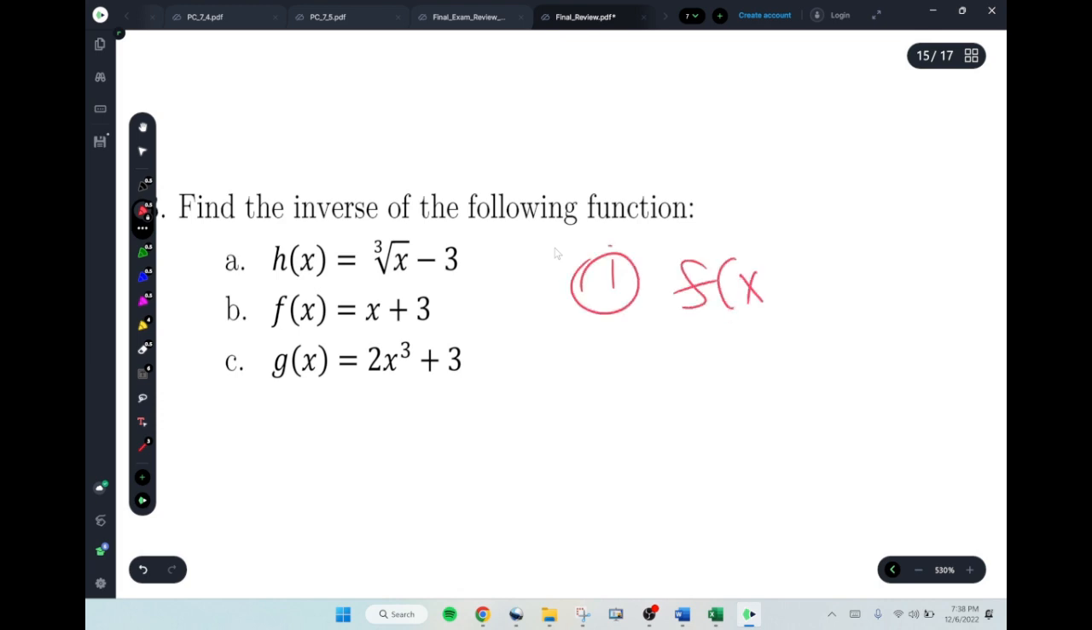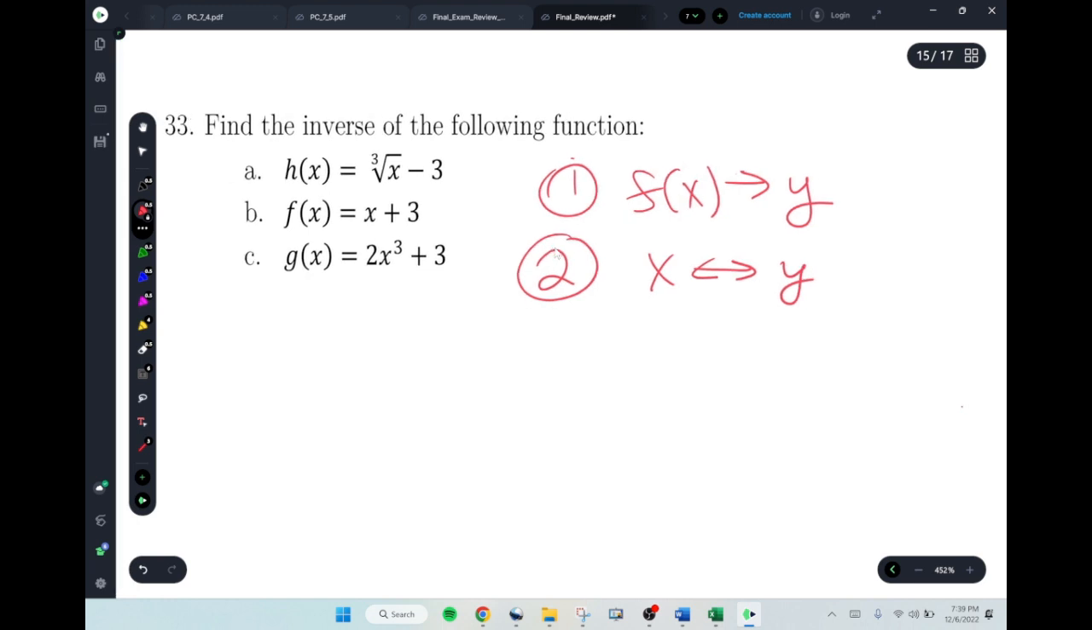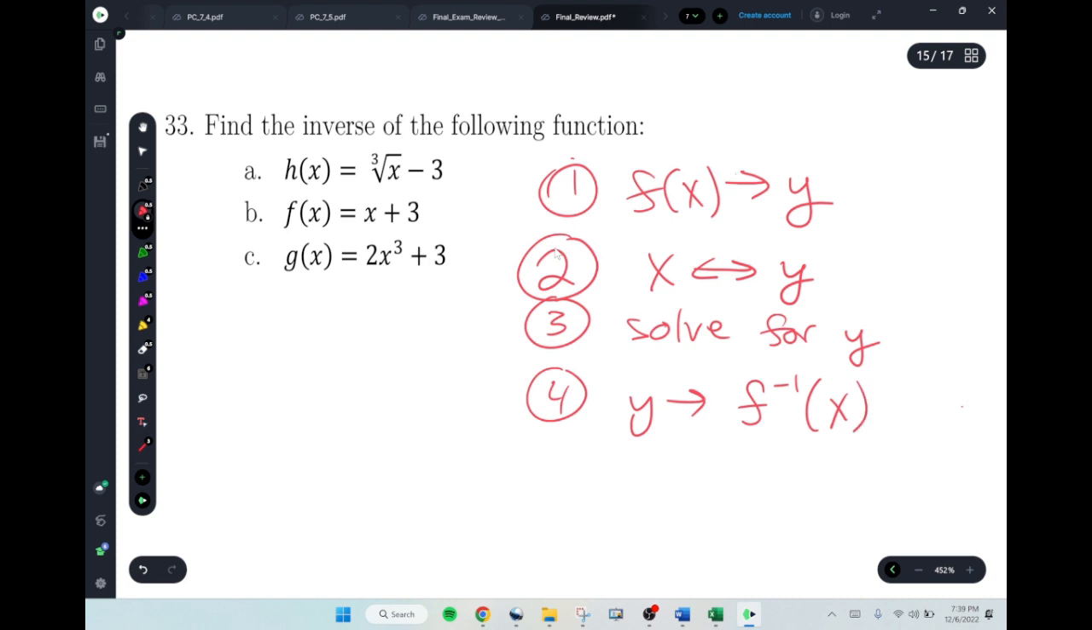Step 1 was, oh, is that what you said? You said switch x and y. Yeah, that's the real step. That's the only one that matters. F of x turns into y. Step 2, x and y swap. Step 3, solve for y. Step 4, turn y into inverse of x, or f to the little -1 sign.